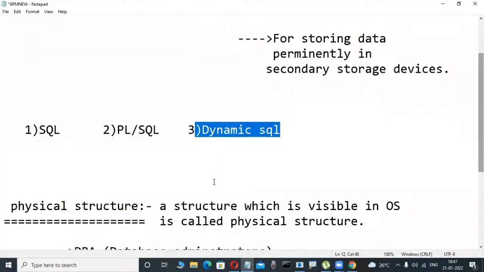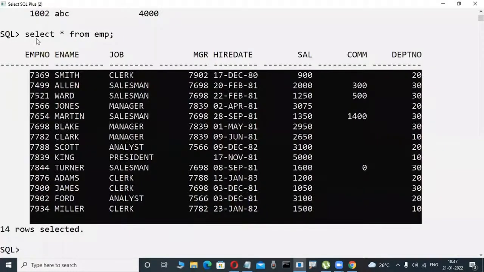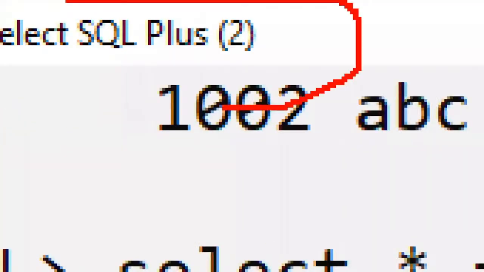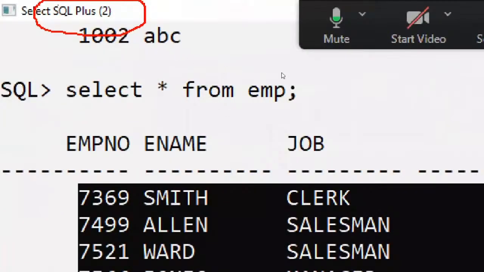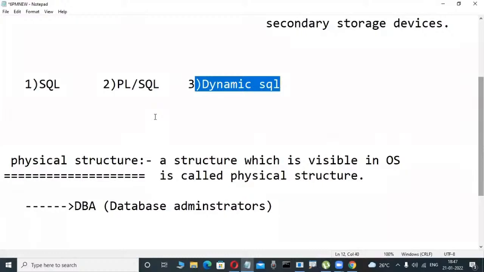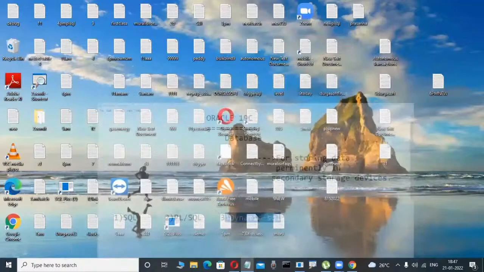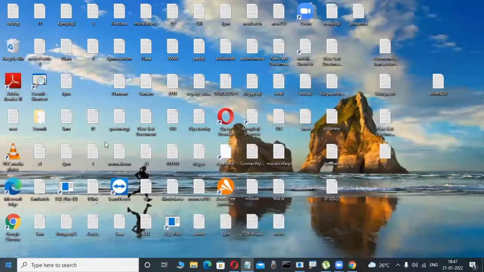But unfortunately, another thing is there in my system here. SQL Plus is there. What is this one? This is a tool, called a client tool. If you want to connect to the Oracle database, then we use client tools. SQL Plus is the default tool. Whenever I install Oracle software, the tool is automatically available.